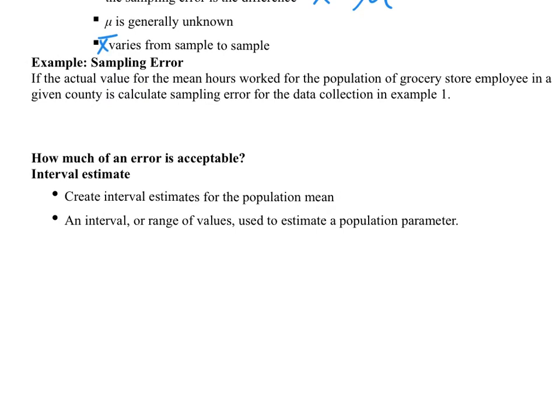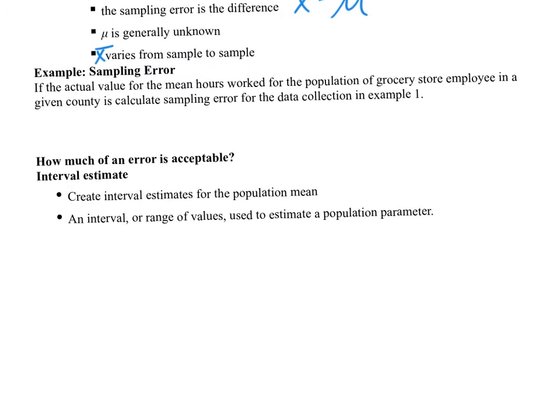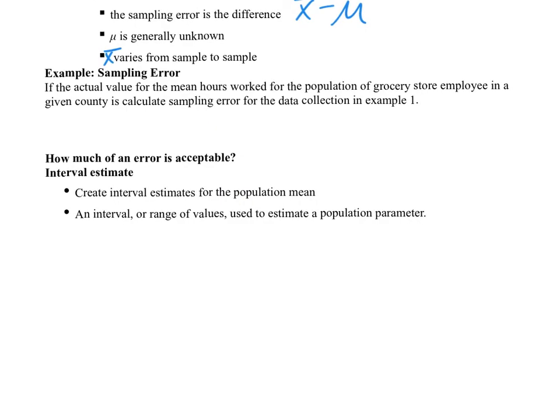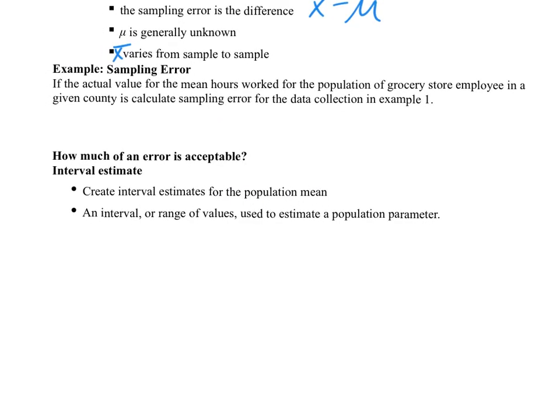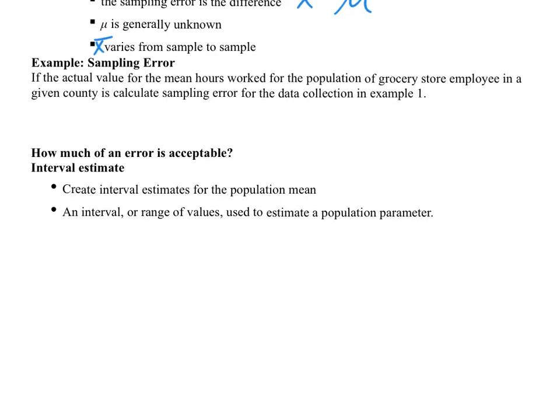If the actual value for the mean hours worked for the population of grocery store employees in a given county is, I don't know, some of this stuff didn't print out, so I don't know if you have it on your notes, but this is supposed to say, it should say mu equals 32.4. That should be in the problem. Calculate the sampling error for the data collection in example 1.